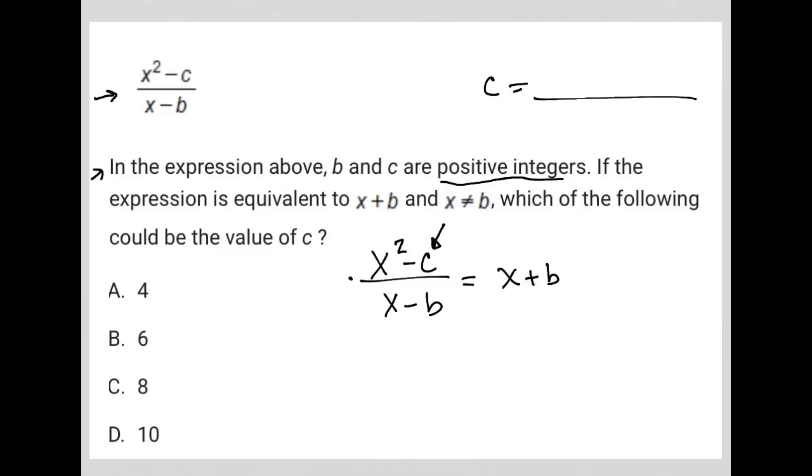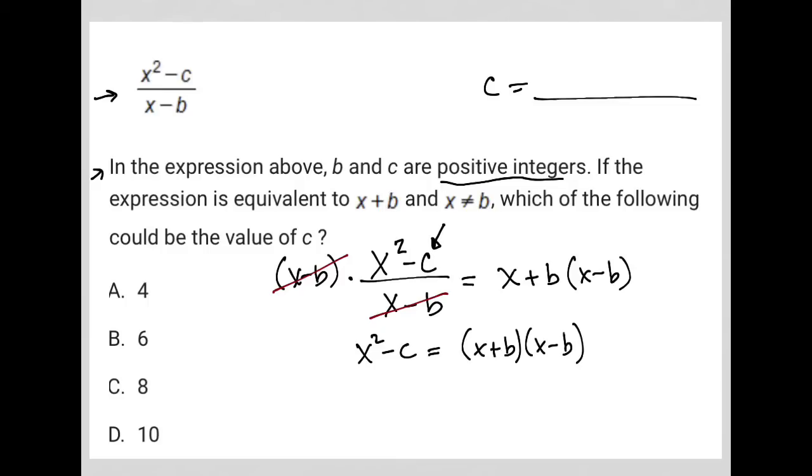I would multiply both sides by x minus b to start, because that allows me to cancel out this x minus b on the left-hand side. Again, everything I'm going to do at this point is to get closer to just having c alone. So now I'd have x squared minus c is equal to x plus b times x minus b. And actually here, of course I could subtract x squared from both sides and then divide by -1 so that I just have a c.